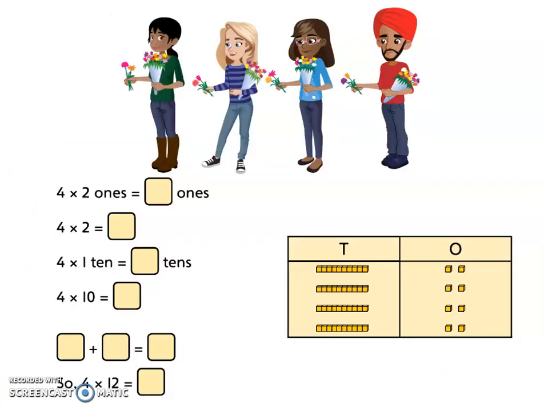So looking at question 1, think together, we're seeing that we've got 4 characters and they've each got 1 bunch of flowers and 2 individual flowers to give us 12. So 4 people, each person's got 12. How many flowers are there in total?